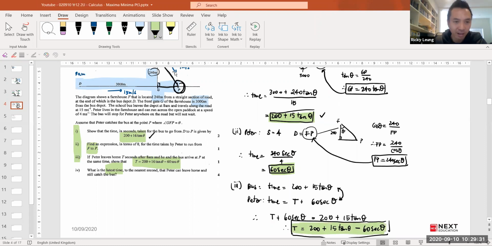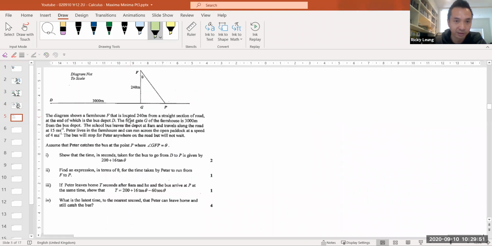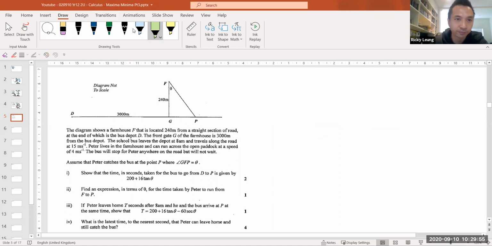Done. Now I'll go to differentiate. When's the latest time? I need to differentiate, find the value of theta that gives the maximum time, sub theta in to find the actual time, and then add it to 8 a.m. to get the actual time Peter needs. I'm going to use the next slide, which is a straight copy of the question, just gives me more blank space. I'm going to differentiate this in terms of theta.